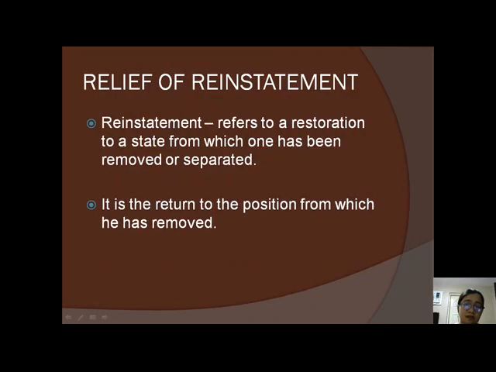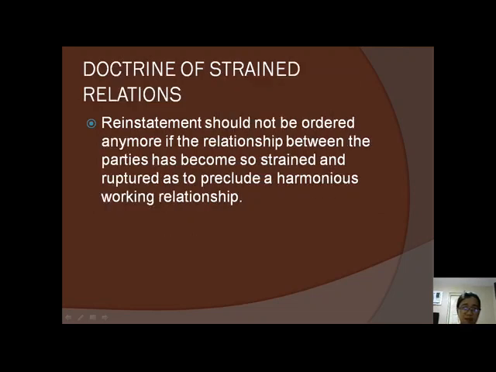The relief of reinstatement refers to a restoration to a state from which one has been removed or separated. It is the return to the position from which he has been removed. Okay, so again, that's reinstatement.